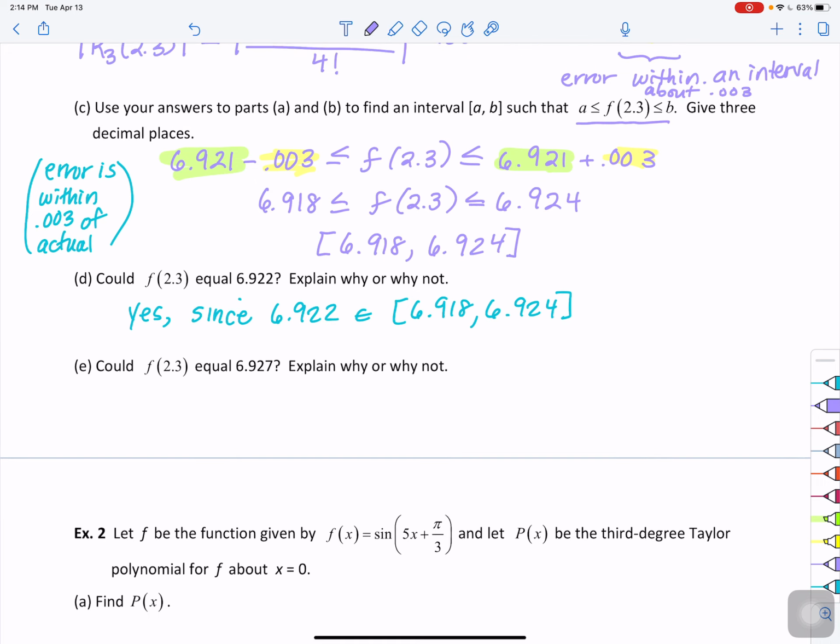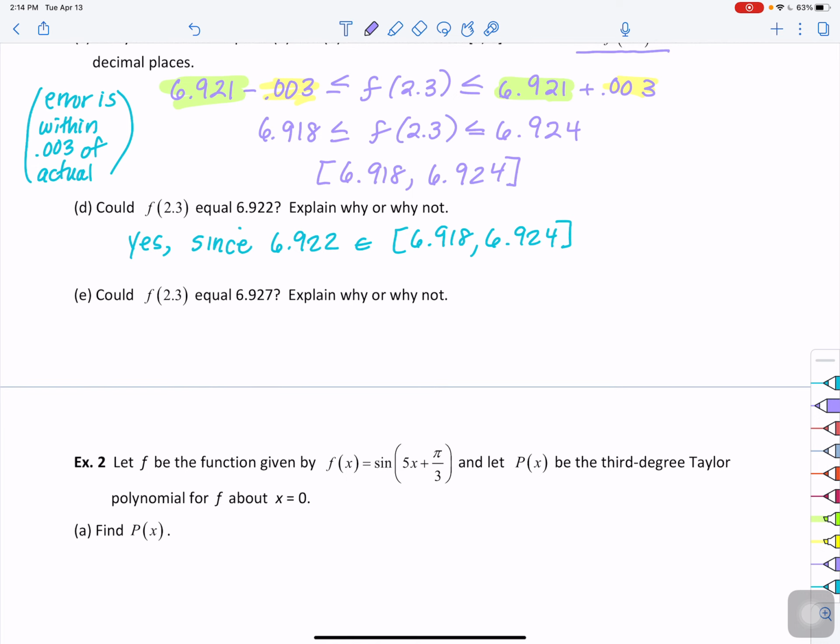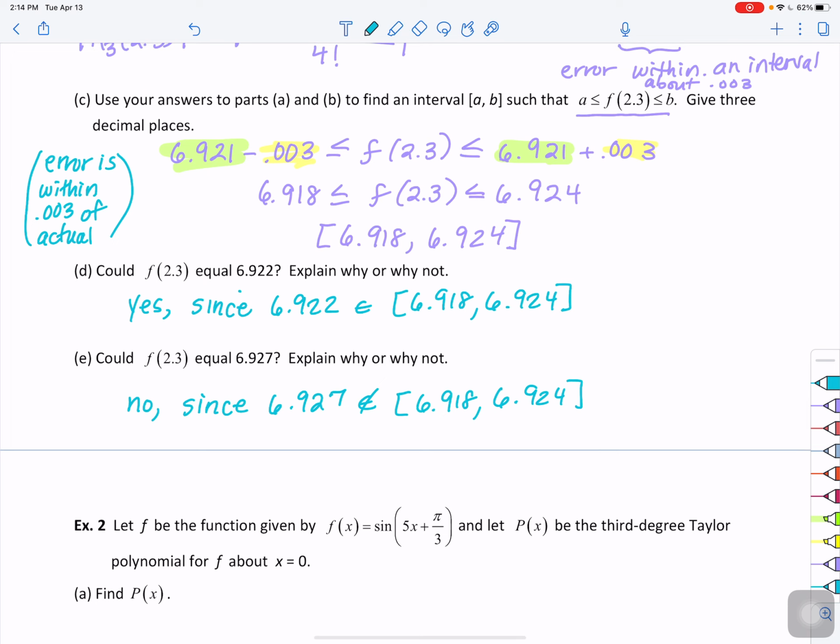Okay. Could f of 2.3 equal 6.927? No, it cannot. And the reason is 6.927 is not an element of this interval. It is outside of this interval.